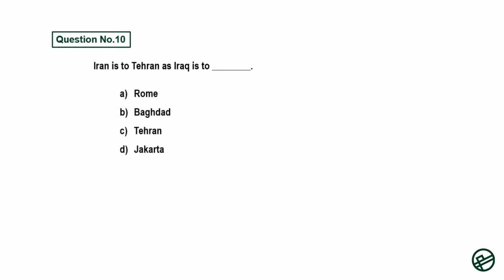Question number 10. Iran is to Tehran as Iraq is to. Option A, Rome. Option B, Baghdad. Option C, Tehran. Option D, Jakarta. Answer is option B, Baghdad.